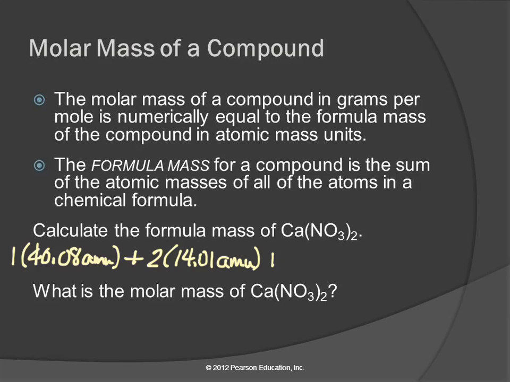And how many oxygens are there? There's 3 times 2, which is 6. 6 oxygens, and each of those is 16.00 atomic mass units. So we add all these things up. 40.08 plus 2 times 14.01 plus 6 times 16, and we get 164.1 atomic mass units. That's the formula mass. That's the mass of 1 unit, the smallest unit of that ionic compound.